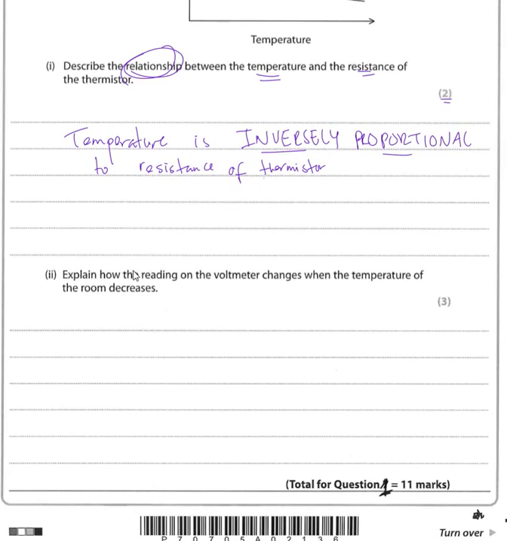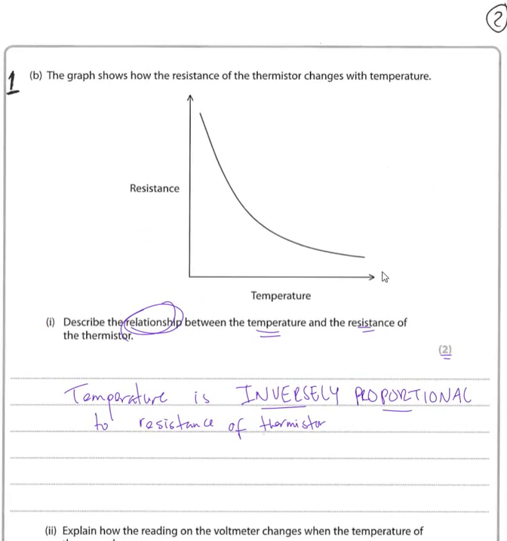Now explain how the reading of the voltmeter changes when the temperature of the room decreases. It's 3 marks. Let's take a look at what happened. The temperature is decreasing. As the temperature gets colder and colder, look at what happened to the resistance. The resistance gets very high.